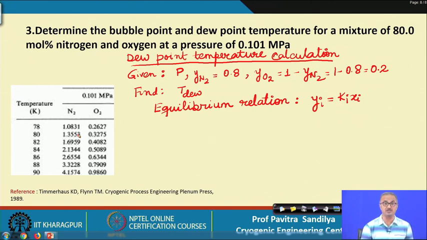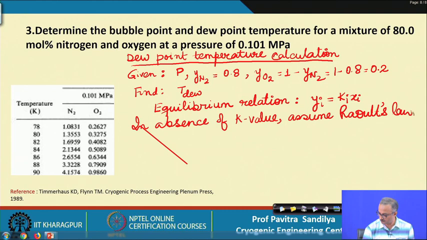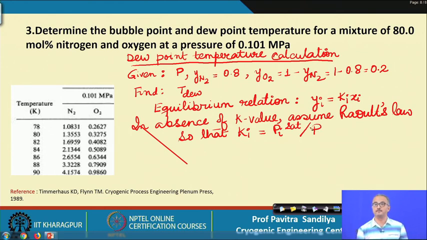And in case this table is not given, then as an approximation we can take this particular system to be ideal, and then we can use Raoult's law, in which case the Ki will be equal to Pi sat by P. So, in case this table is not given, that means in absence of the K value, assume Raoult's law, so that Ki may be taken to be Pi sat divided by P. Okay. So, whatever way it is, we shall be using the K value.